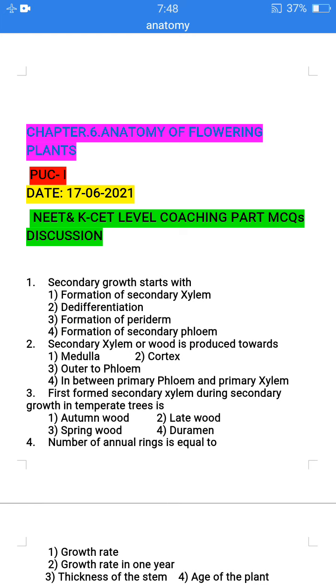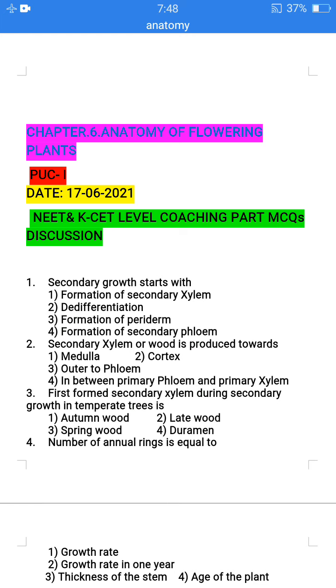Hope you understood this explanation, students. Now let's move to the second question. Secondary xylem or wood is produced towards. Let's see the options first of all. First option, medulla. Second option, cortex. Third option, outer to phloem. And fourth option, in between primary phloem and primary xylem. Now let us see the correct answer and explanation for this question.